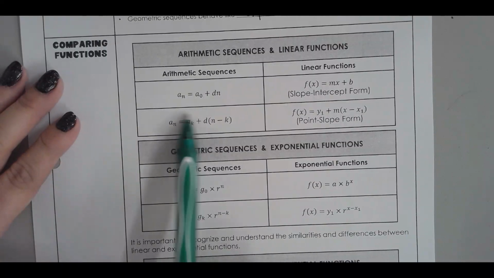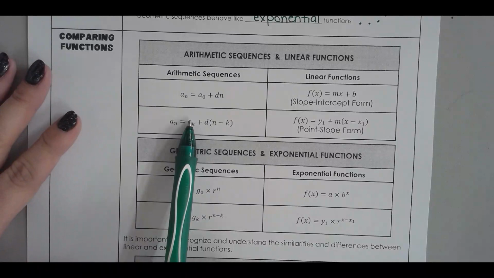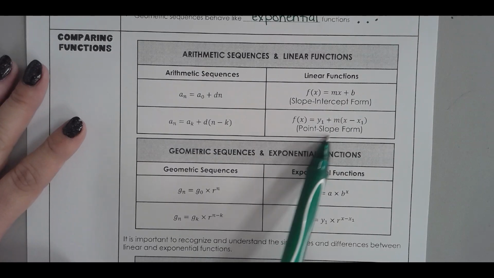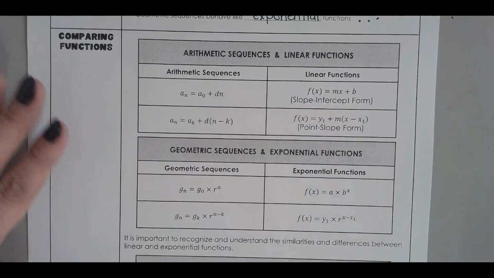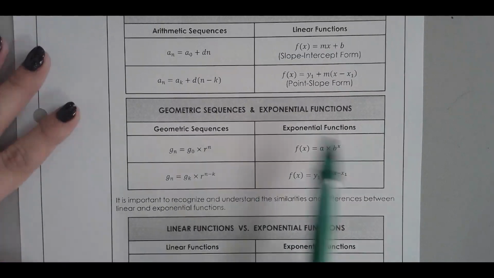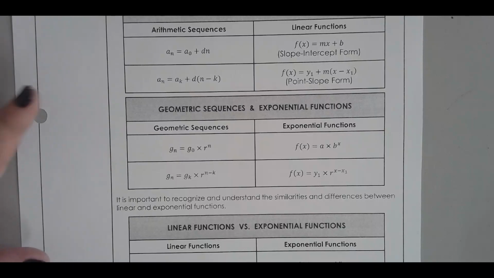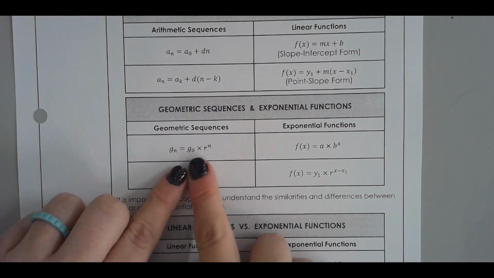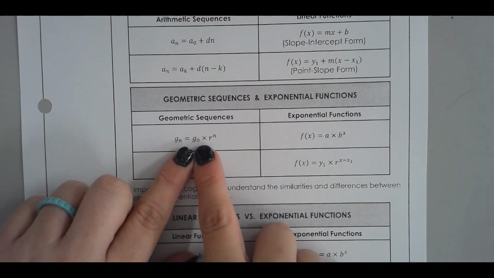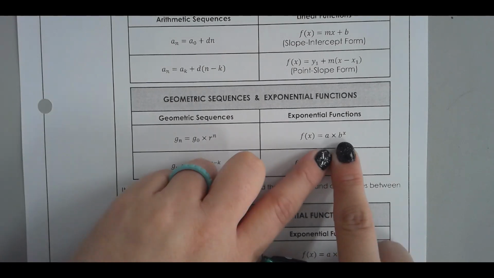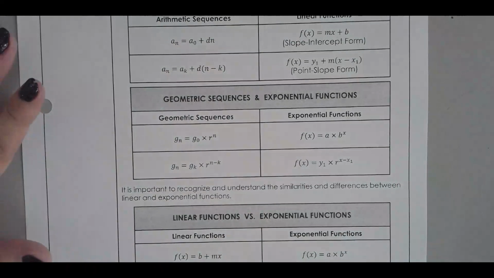And the same thing if I use this other form, it's the same thing as point slope form, which you probably haven't even seen before. But that's another way to write an equation of a line. Geometric, you're not even introduced to exponential functions, so it's hard to see that they look the same. But a geometric sequence is like g0 times r to the n, whereas exponential is like a times b to the x. They're basically the same type of function. Arithmetic sequences are linear functions. Geometric are exponential.